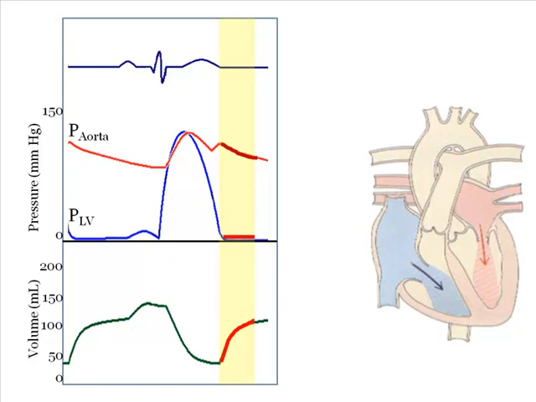The aortic pressure is independent of what is going on in the ventricles since the aortic valve is closed, so the aortic pressure just continues its steady decline as blood goes out to the body. There is no electrical activity at this time.